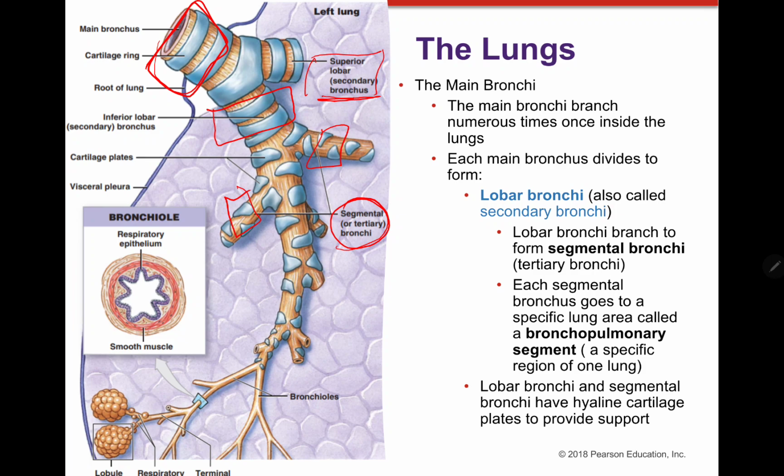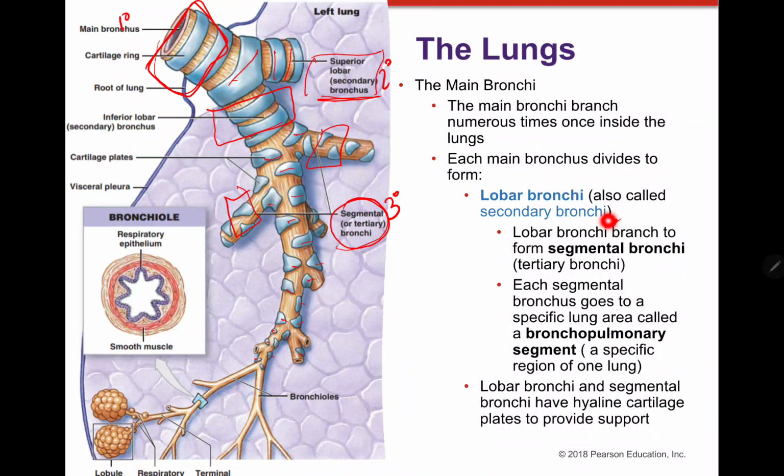The lobar bronchi and the segmental bronchi have hyaline cartilage plates to provide their support. Notice how it's cartilage, but as we go deeper and deeper into the lungs, we have less and less cartilage. Again, that main bronchus we can call primary, then secondary, tertiary, segmental like that.